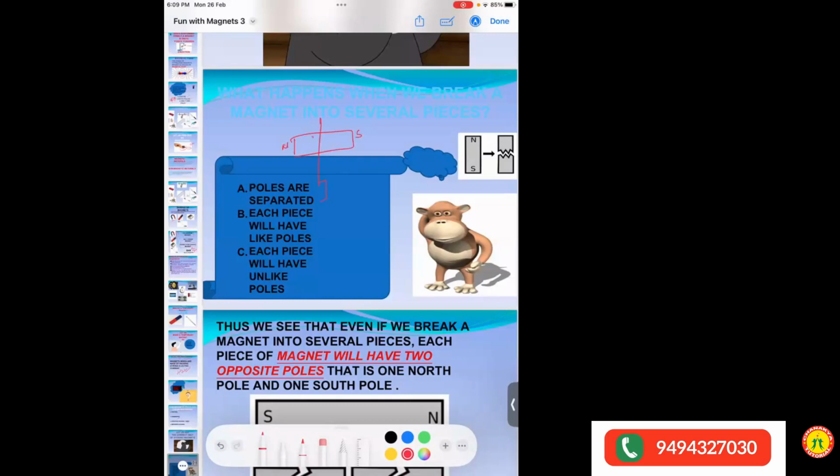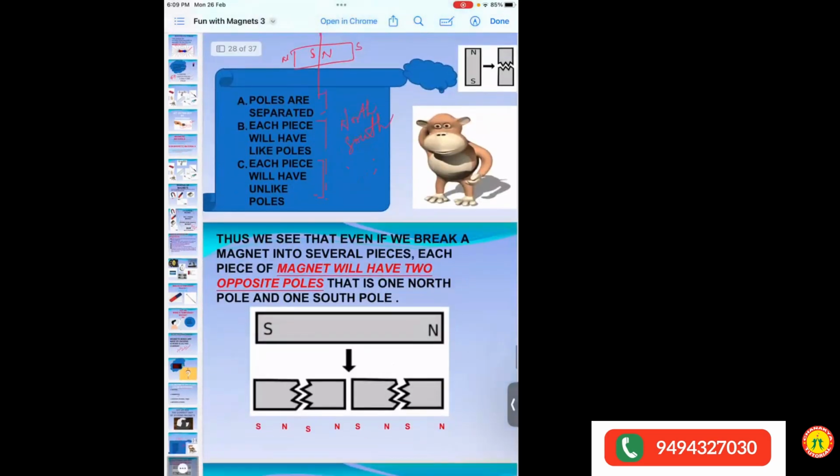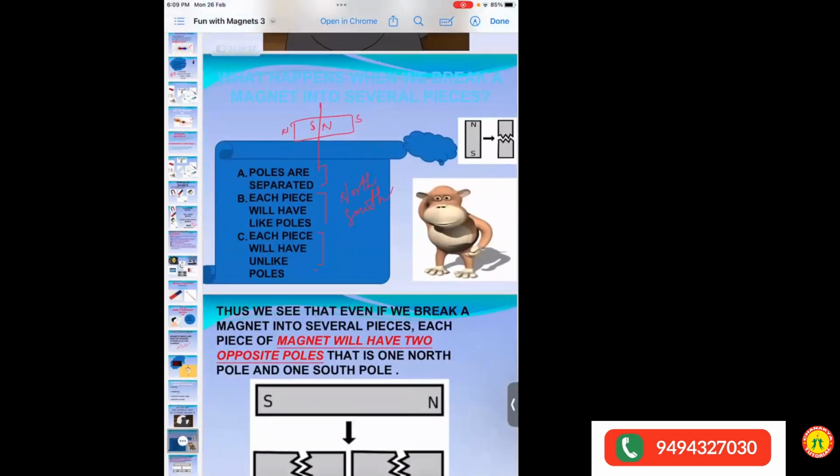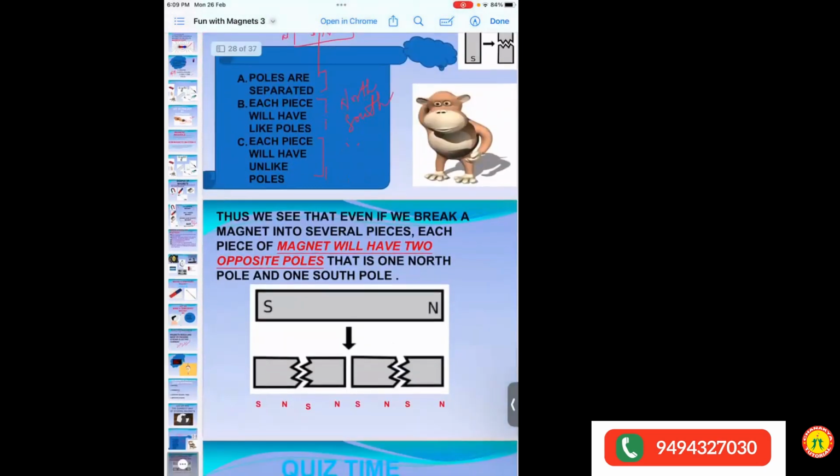Now each piece will have a north and each piece will have a south. Both the poles will get separated and each piece will have the like pole and the unlike pole also. Which means, in a very clear way, that each piece of the magnet will have the north pole and the south pole as well. Both will be present there.